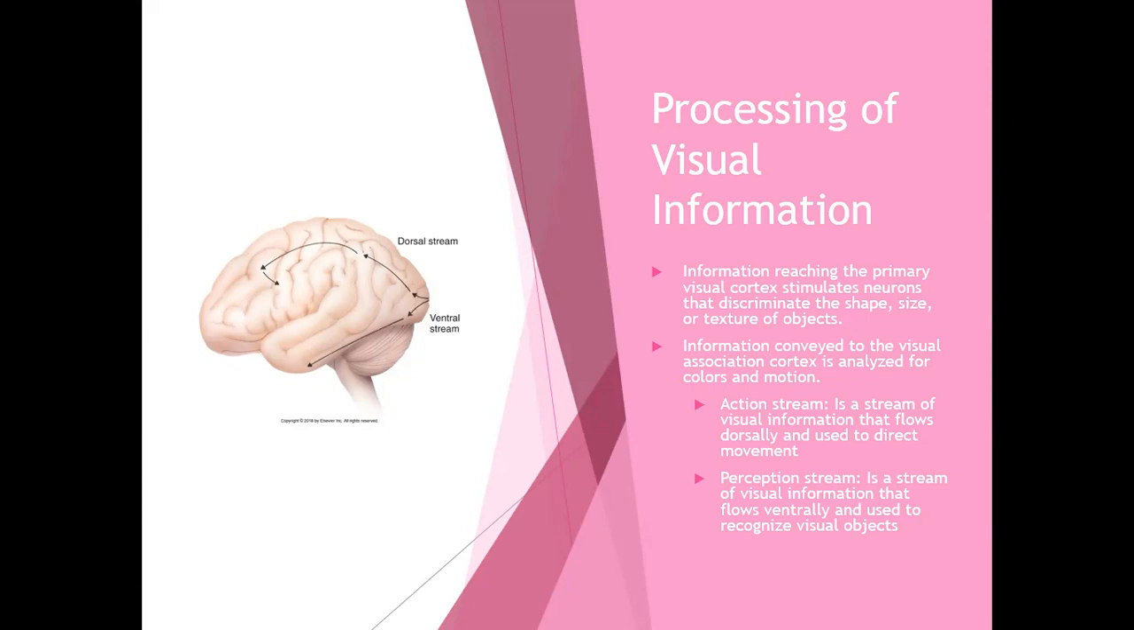The action stream is a stream of visual information that flows dorsally and is used to direct movement. The perception stream is a stream of visual information that flows ventrally and is used to recognize visual objects. So very interesting.